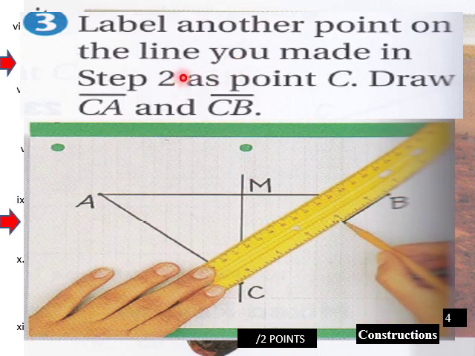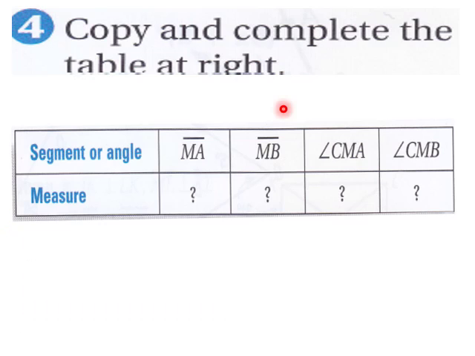Label another point on the line you made in step 2 as point C. So put another point up here, point C. Draw CA and CB. So now draw this line segment here, CA, and then draw CB here. Draw those two segments there.